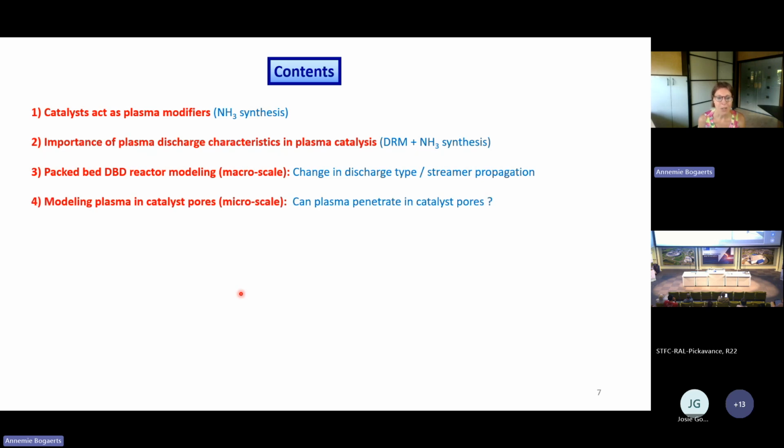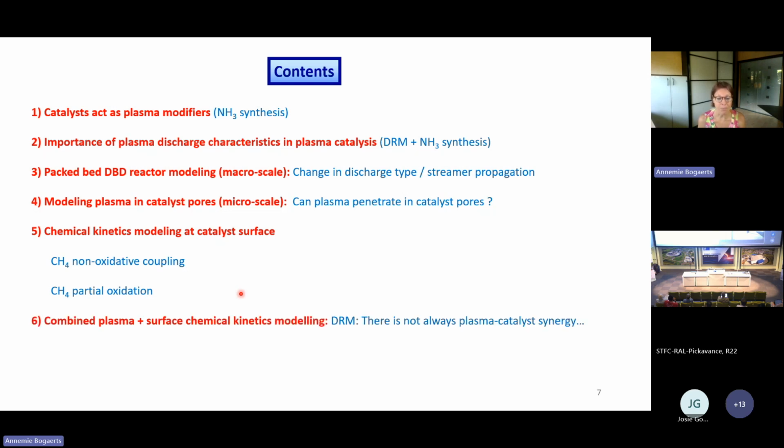I will show modeling results for plasma in catalyst pores to answer the important question whether plasma can penetrate in catalyst pores or not. Then I will show some results of chemical kinetics modeling at the catalyst surface for methane non-oxidative coupling and partial oxidation.